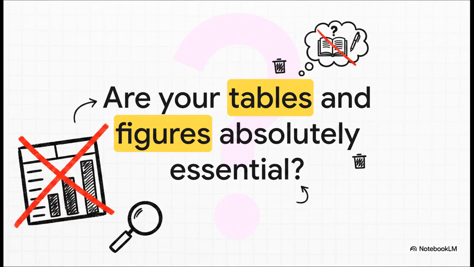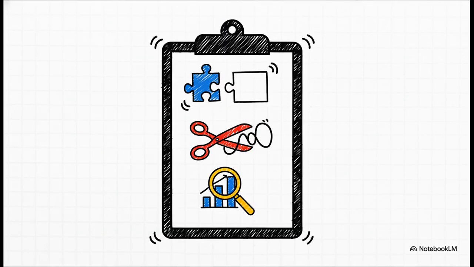Next, you've got to ruthlessly interrogate your visuals. Ask yourself, are your tables and figures absolutely essential? Tables should present specific data that supplements your text, not just duplicate it. If a table repeats exactly what you just wrote in the paragraph right above it, one of them has to go. No exceptions. The goal here is to use an editor's checklist to become your own toughest peer reviewer.